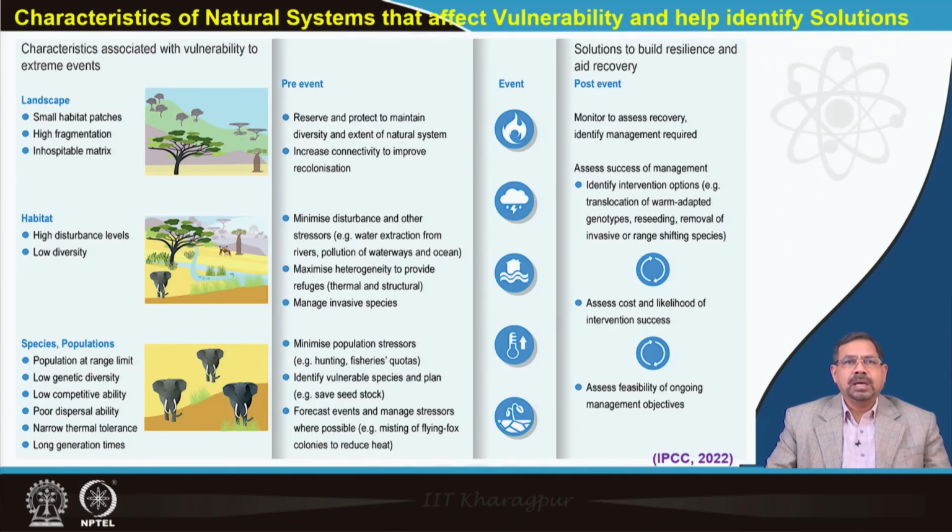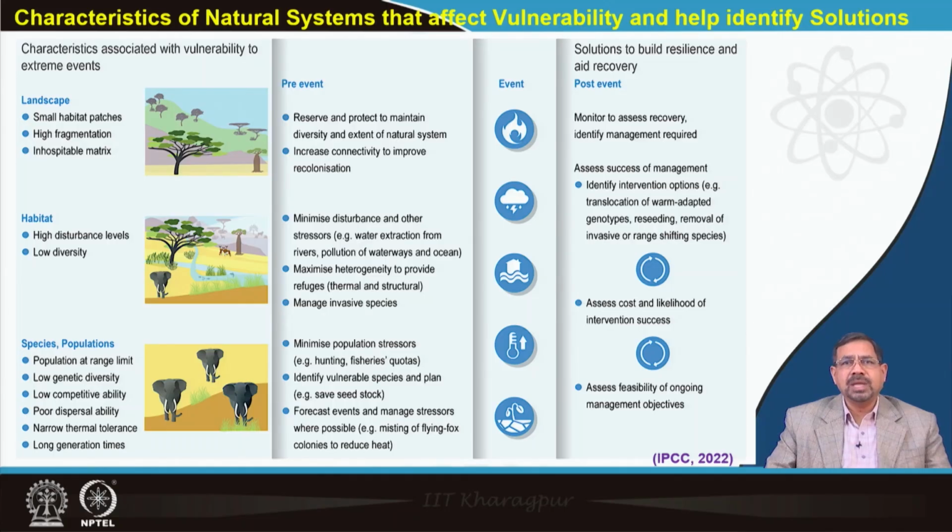Let us see in terms of landscape, habitat, and species and population as we go across scale. At a very high resolution we talk about the species and population, at a medium we talk about the habitat, and then we go up to the landscape level. In terms of the landscape, you see small habitat, high level of fragmentation and a kind of inhospitable matrix. In terms of habitats, high disturbance levels, low diversity, whereas at a high resolution with species and population, we see populations at range limit, low genetic diversity, competitive ability, poor dispersal ability, narrow thermal tolerance, and long generation times. These are some of the characteristics of species and populations.